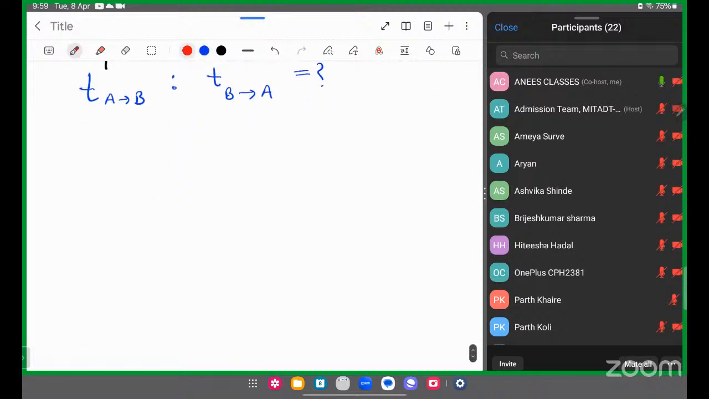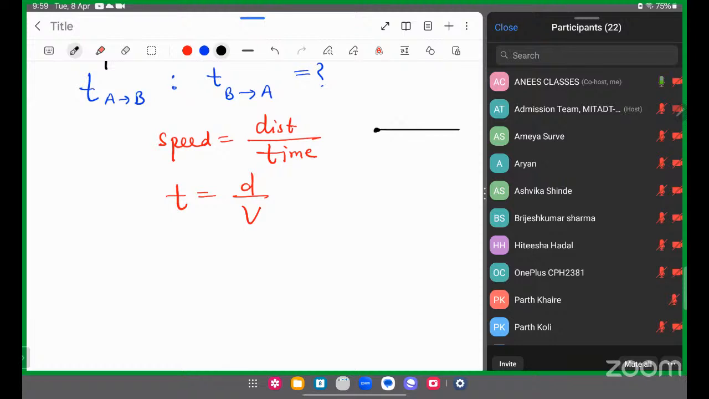So you know that speed is equals to distance by time, right? And time is distance by speed. Because person is going from A to B and coming again from B to A, in this case, D will be the same, distance is fixed. D will be constant here, right? Because the whole journey is between 2 point A and B.